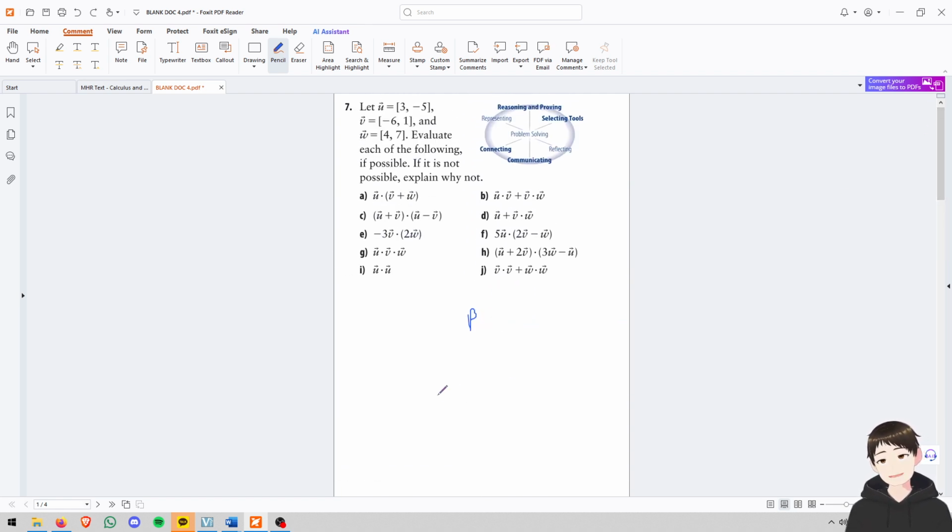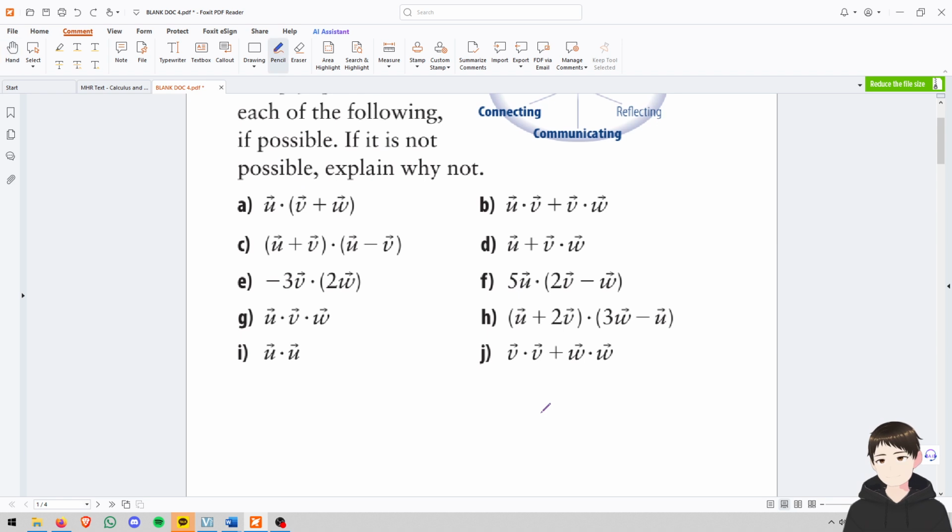Question 7D. It says vectors u, v, w are presented in Cartesian form. Evaluate each of the following if possible. If it is not possible, explain why not. Question D is vector u added to vector v dot w. So in this question, you remember distributive property and the idea of associative and commutative. When you have an addition and a product, just like BEDMAS, we need to resolve the product first before anything else.